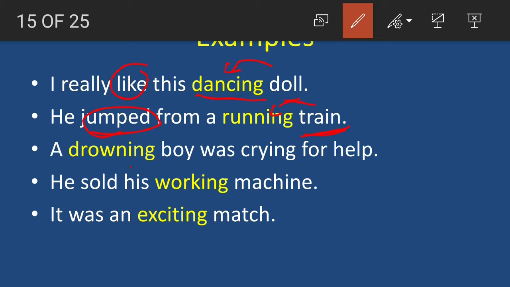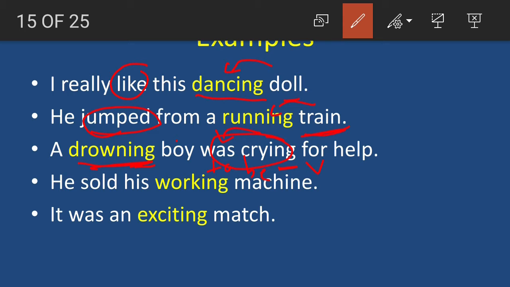A drowning boy was crying for help. Now see here, you can see that there are two ing forms of verbs in this sentence. But before crying, there is a to be verb, that is was. Hence, it is a verb and drowning is a participle.